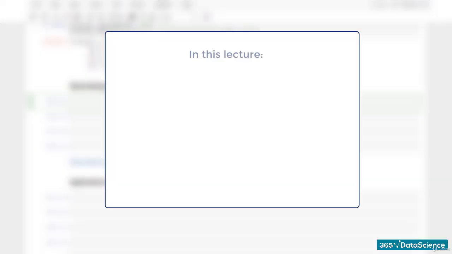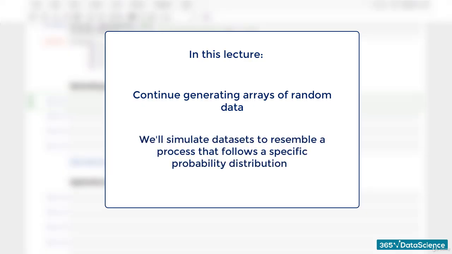Welcome back. In this lecture, we're going to continue generating arrays of random data. To be more precise, we'll simulate data sets to resemble a process that follows a specific probability distribution, like the Poisson or the binomial distributions.